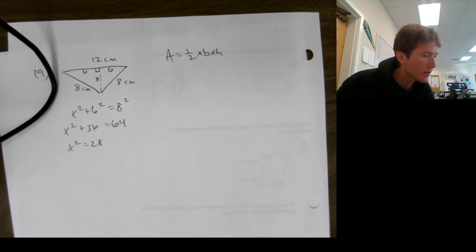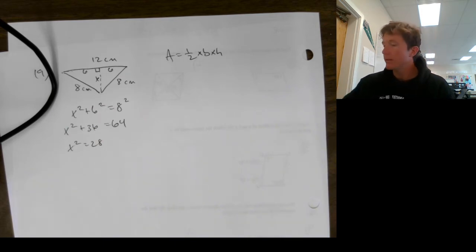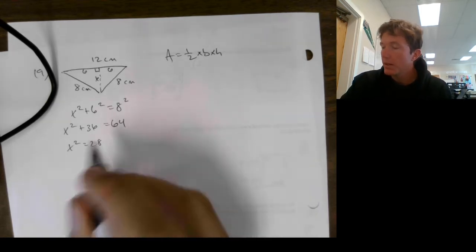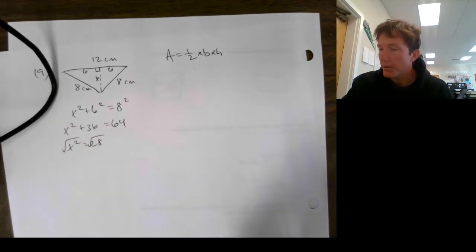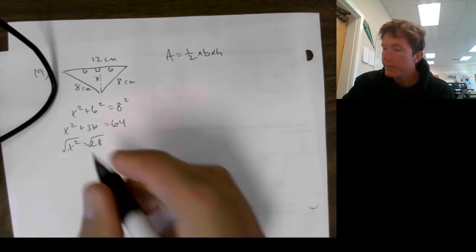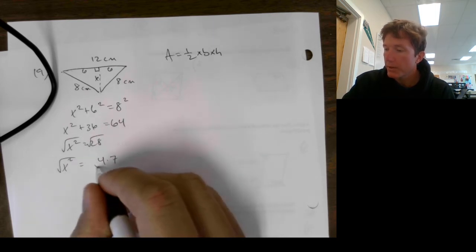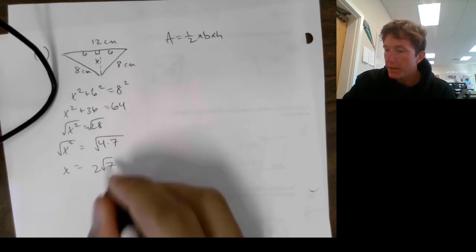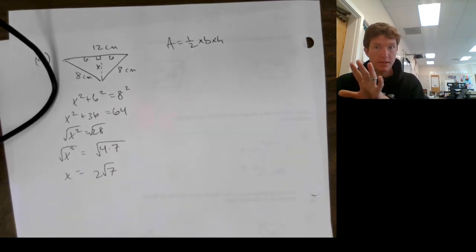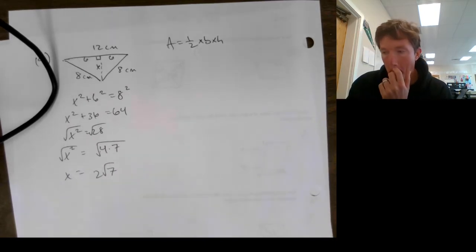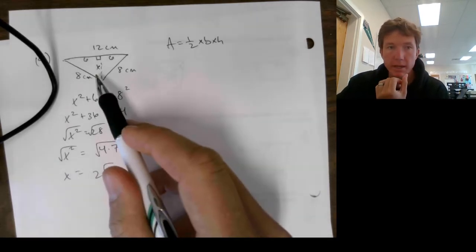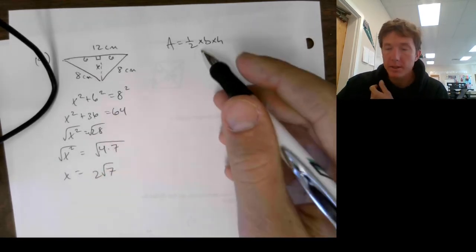And then leave your answer in the simplest radical form. Okay, so we need to take the square root of this and leave it in simplest radical form. So let's try 4. I'm going to take a 4 out of here. So the square root of x squared is equal to the square root of 4 times 7. 4 is a perfect square, so that actually comes out. So x is equal to 2 root 7. Okay, we're not done. This is x. This is my height. I'm going to plug it into the area equation.